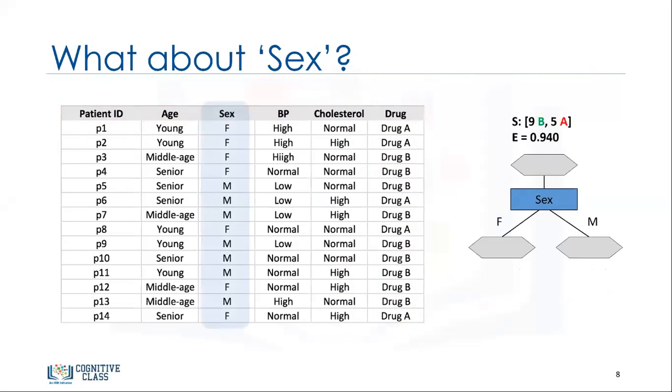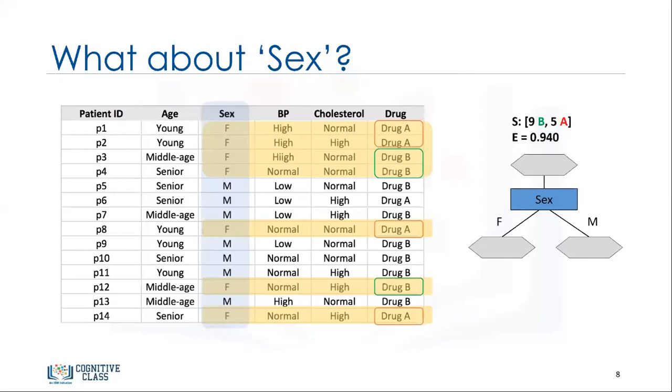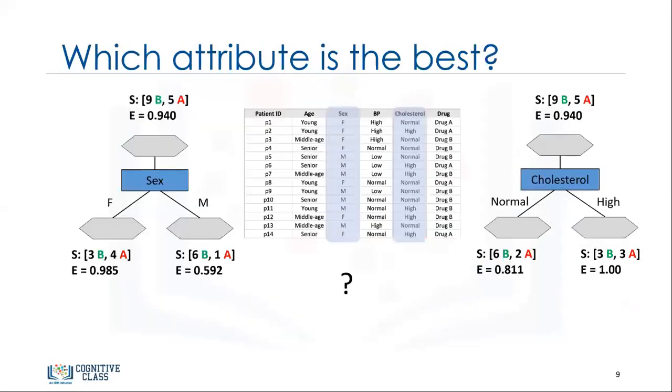Okay, let's try another field. Let's choose the sex attribute for the next check. As you can see, when we use the sex attribute to split the data, when its value is female, we have 3 patients that responded to drug B and 4 patients that responded to drug A. The entropy for this node is 0.98, which is not very promising. However, on the other side of the branch, when the value of the sex attribute is male, the result is more pure, with 6 for drug B and only 1 for drug A. The entropy for this group is 0.59.